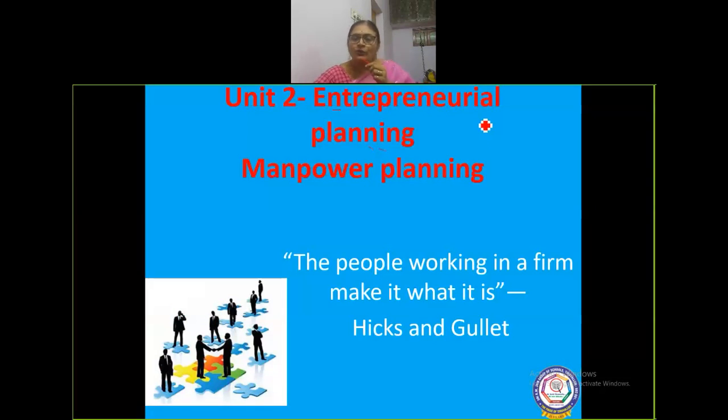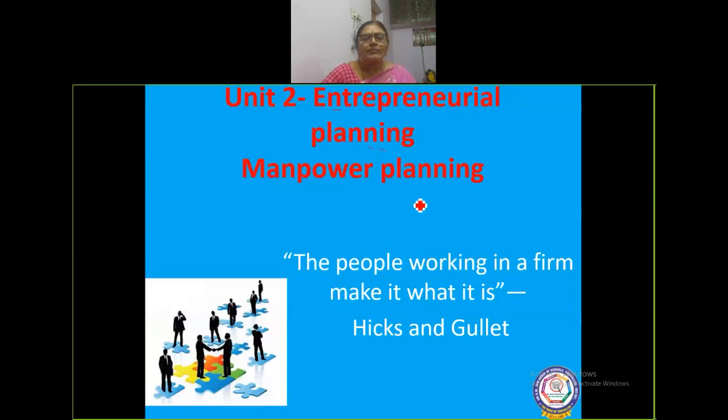What if you have the best technology, the best organization plan, sufficient money, the best factory, all the infrastructure required to start the business, and you do not have the right people to run your organization to achieve the organization goal, right? So, people working in a firm make it what it is, said Hicks and Gullet, right?